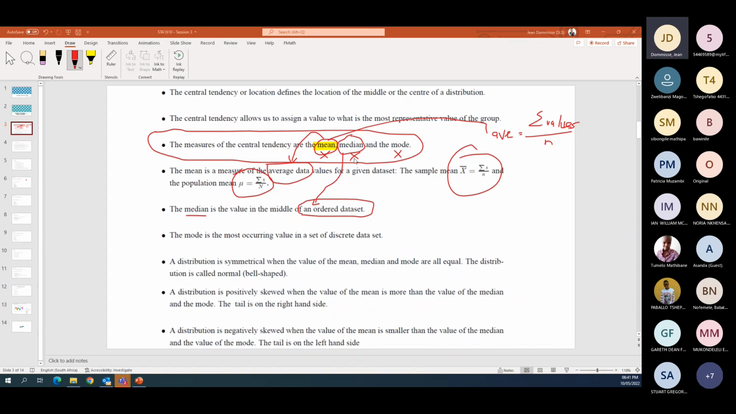Okay, so let me quickly get to the mode. The mode we've done now in the stem and leaf as well. And the mode is the number that happens the most. So that is the three things around measures of central tendency: mean, median, mode.